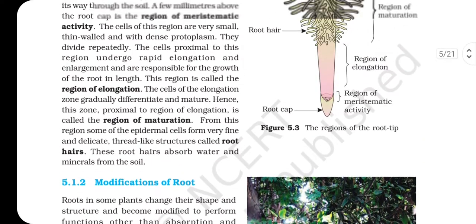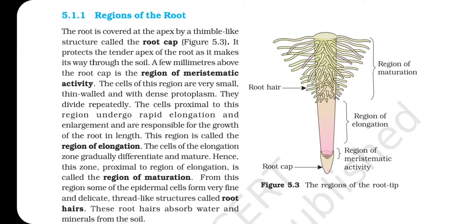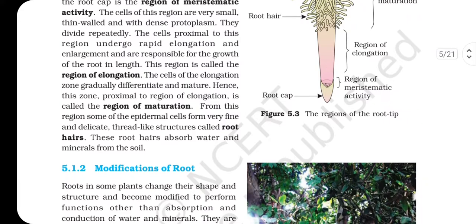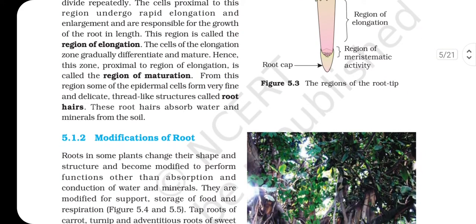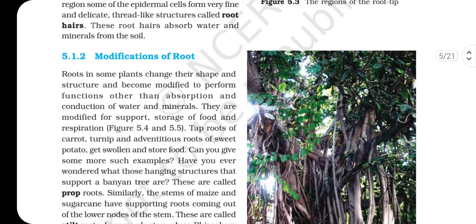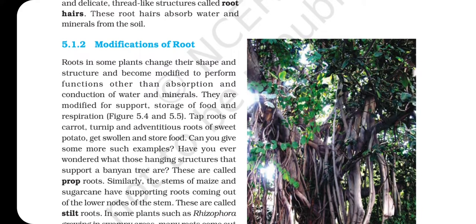Modification of root. Region of maturation, root hair, region of elongation, region of meristematic activity, root cap. In some plants, roots change their shape and structure and become modified to perform functions other than absorption and conduction of water and minerals. They are modified for support, storage of food and respiration.